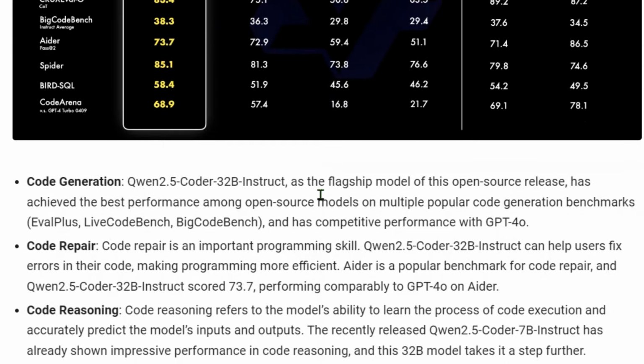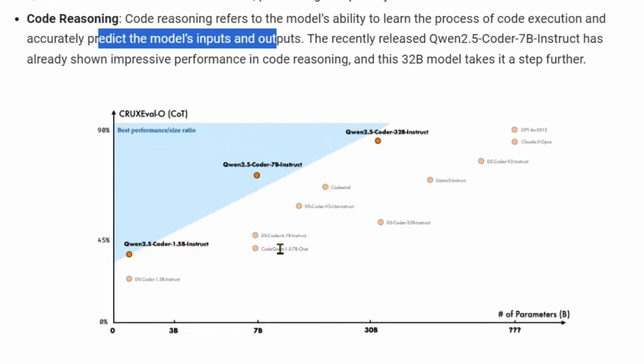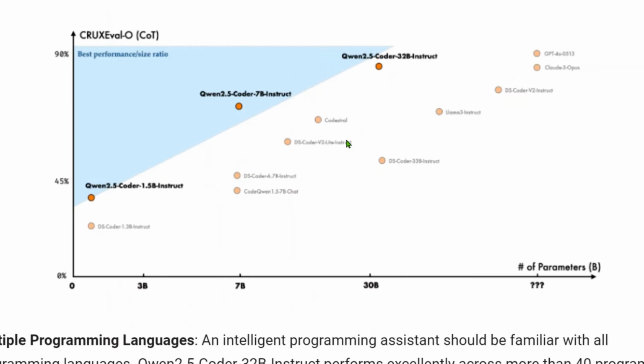It can excel in different tasks like code generation. It can generate code, obviously, it's a code model. Code repair: it can help users fix errors in the code. Code reasoning: it can reason well, execute perfectly, and accurately predict the model's inputs and outputs. Now looking at the performance, we can see that the best performance to size ratio is almost 90%, but this is the best model to date.